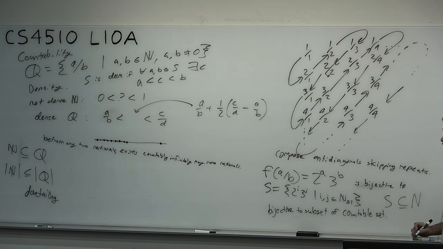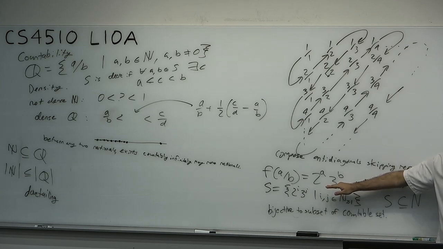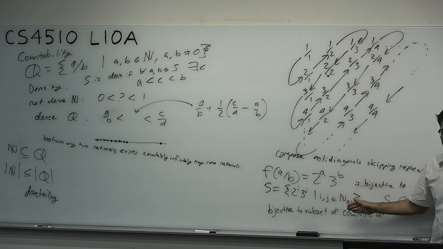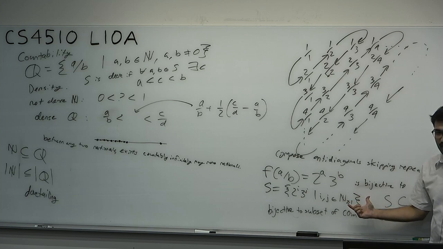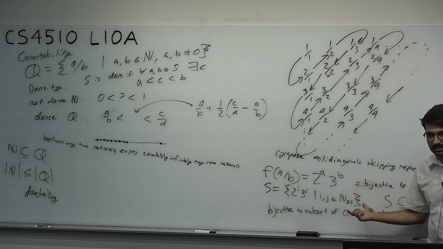This is a trick we're going to actually use more often. Every function may not be surjective, it may not be bijective, but if it's not surjective, fine. It may be bijective to its image, right? If the function is injective, then it's certainly bijective to its own image, right?